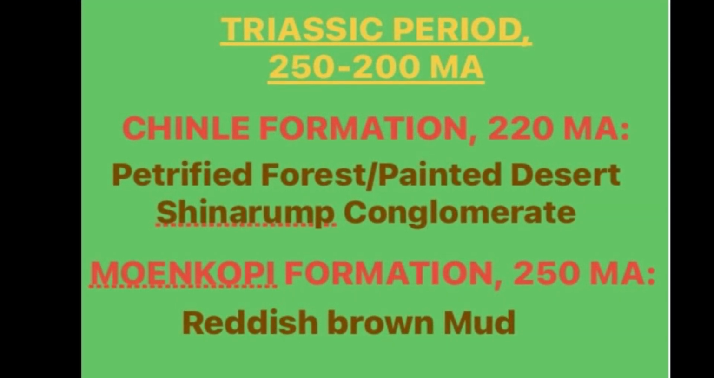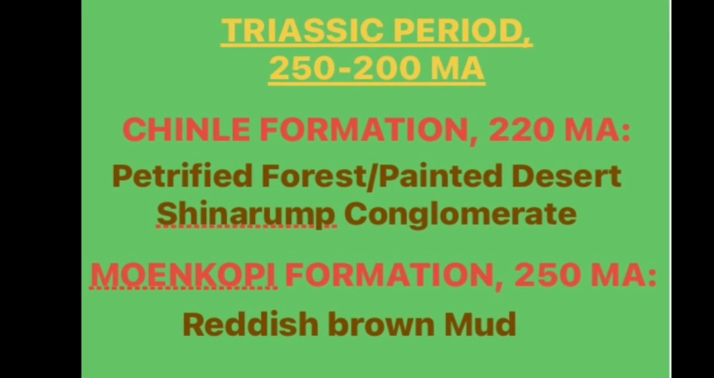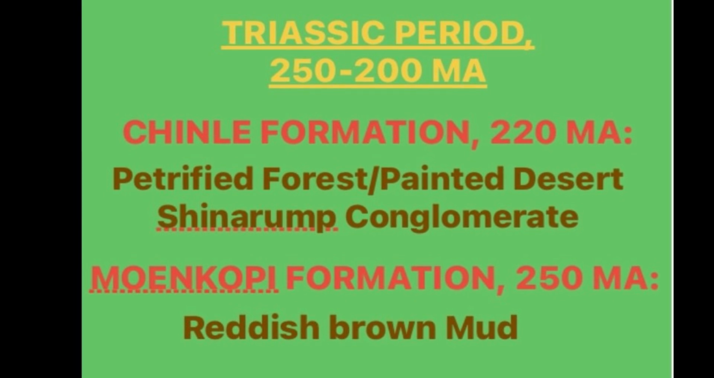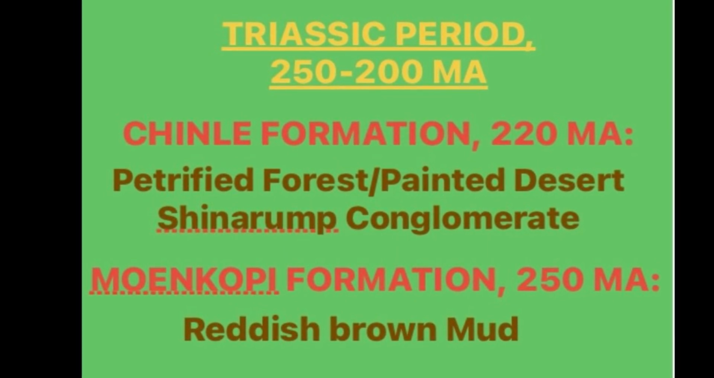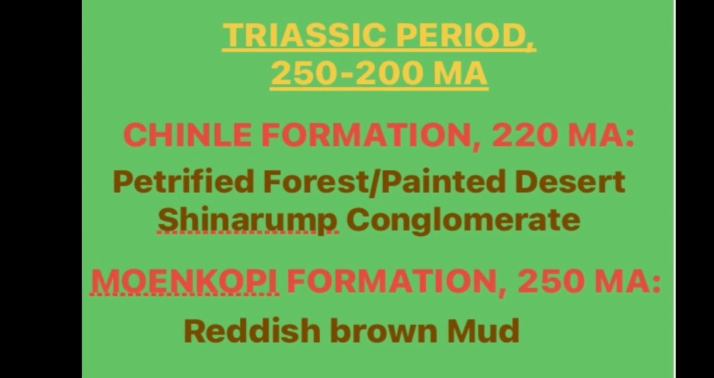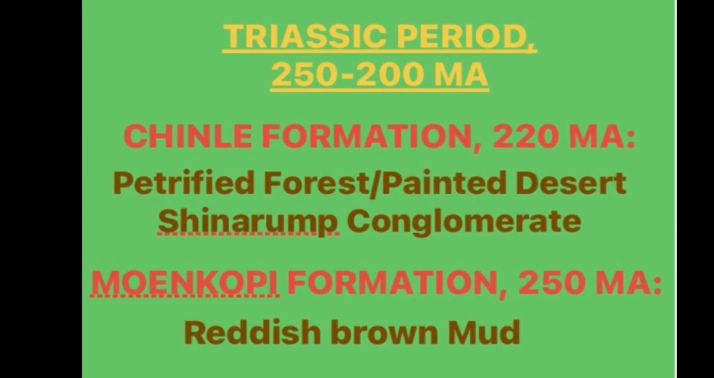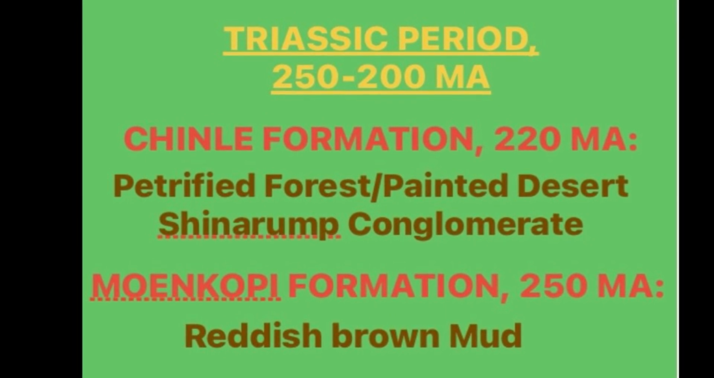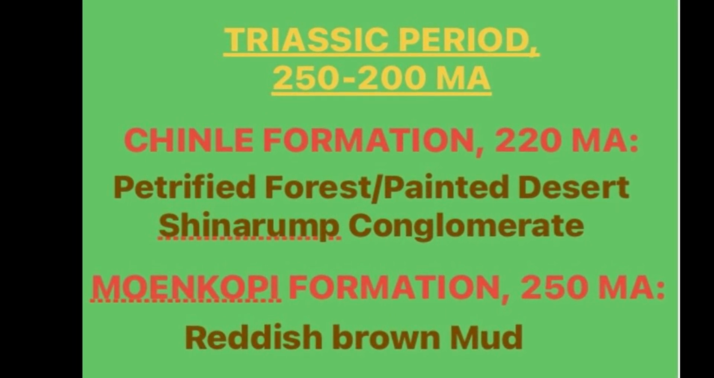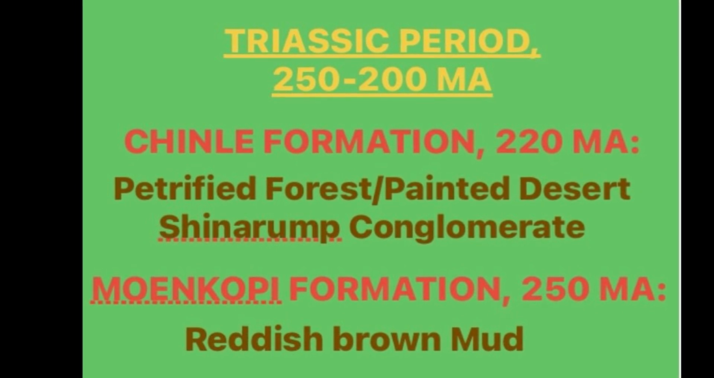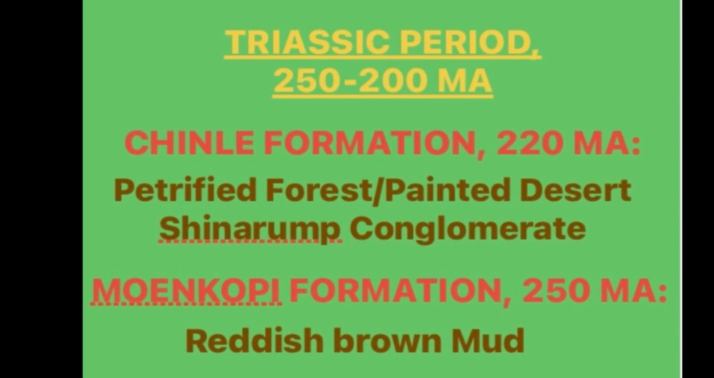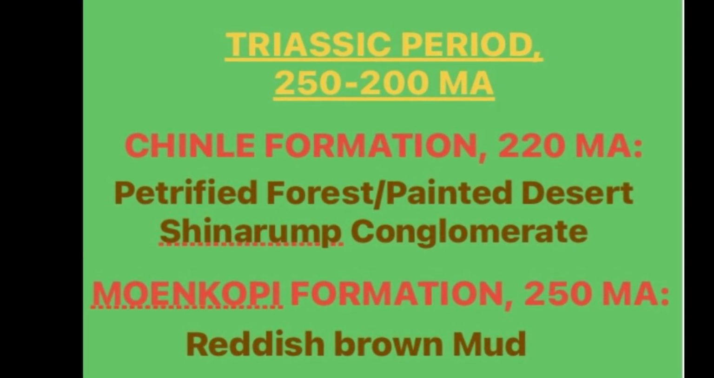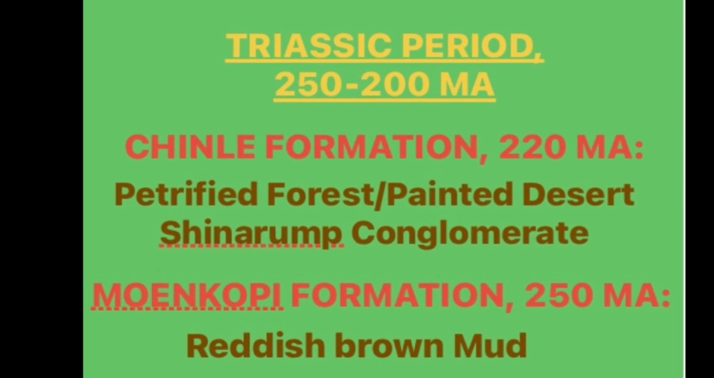Hey guys, before we go on to the Jurassic period, let's kind of summarize the Triassic, because this can get complicated. We just got two formations to deal with. The very first or oldest is the Moenkopi Formation, and it's just chocolatey red mud. Then on top of the Moenkopi, we have the Chinle Formation about 220 million years ago. The first deposit was the Shinarump conglomerate that marks the beginning of the Chinle, and above that is the Petrified Forest, Painted Desert, and you know what those look like.